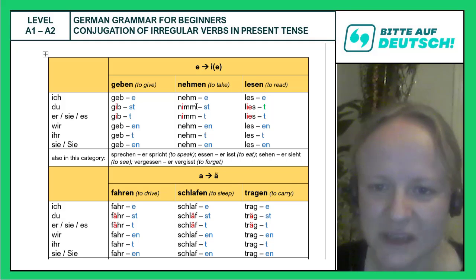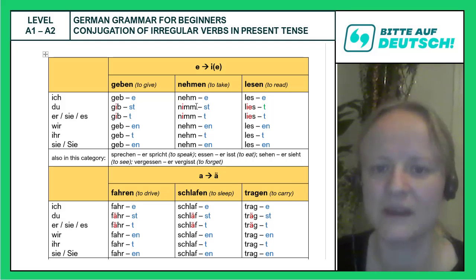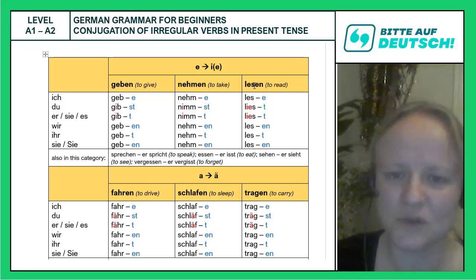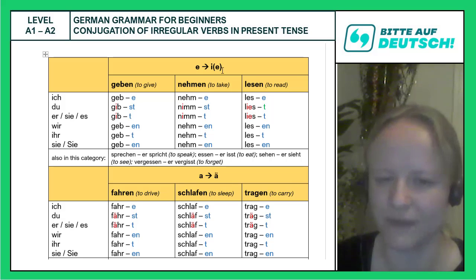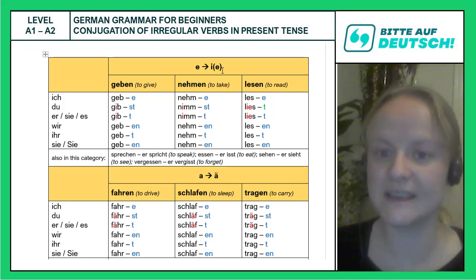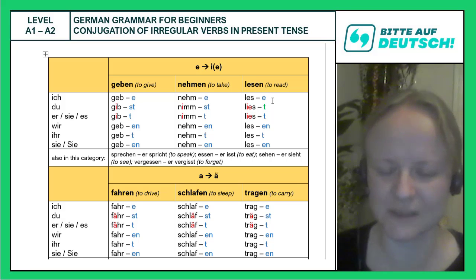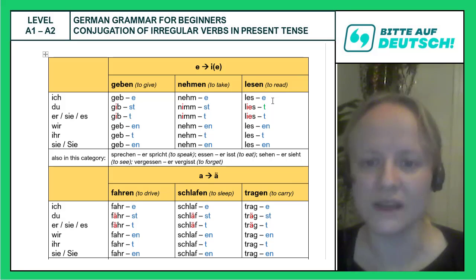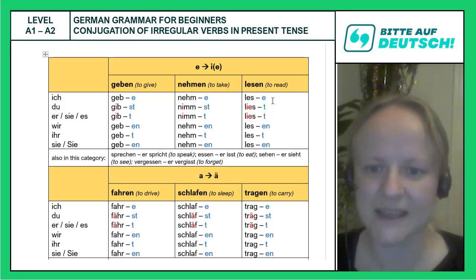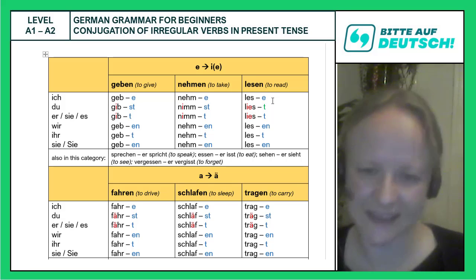And then sometimes, as is the case with lesen, the stem not only changes to i, it changes to ie. Okay, but the sound is the same. ie also sounds like a very long, stretched e. So when we conjugate this one, we will say, ich lese, du liest, sie, es liest. Wir lesen, ihr lest, sie lesen.